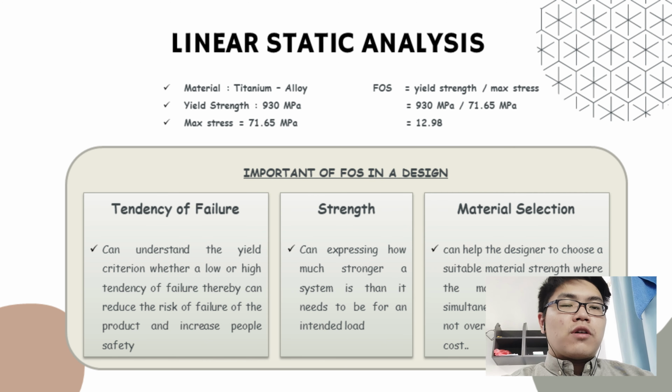From this project, we frequently calculate the FOS, which is the factor of safety, and it is required to achieve an FOS greater than 2. Why is this important? First, FOS helps us understand the yield criteria, whether there is a low or high tendency of failure. When FOS is less than 1, the product has a high tendency of failure. On the other hand, when it is more than 1, the product has a low tendency of failure. Besides, FOS can explain how much stronger a system is. A higher FOS means the system can withstand a higher stress.